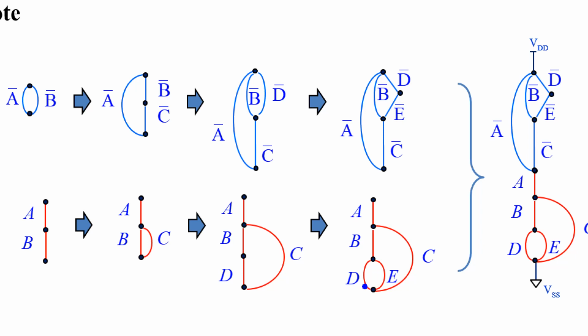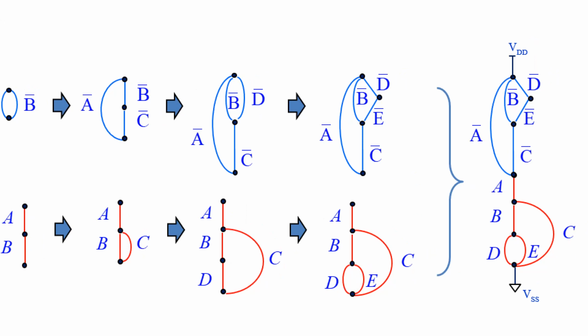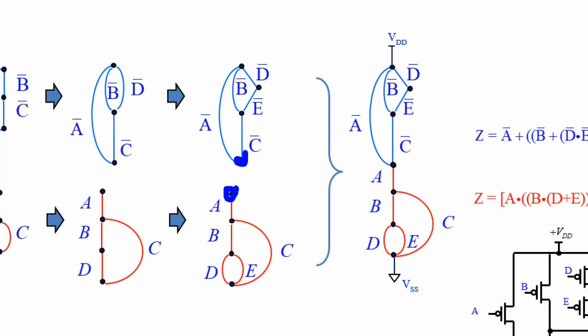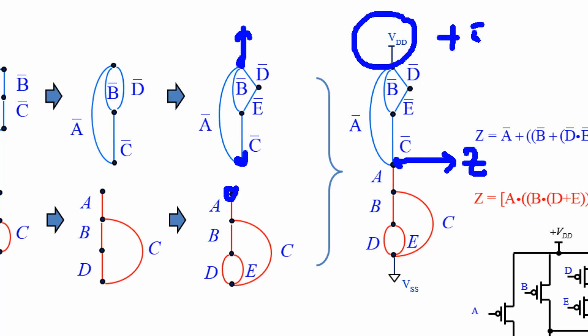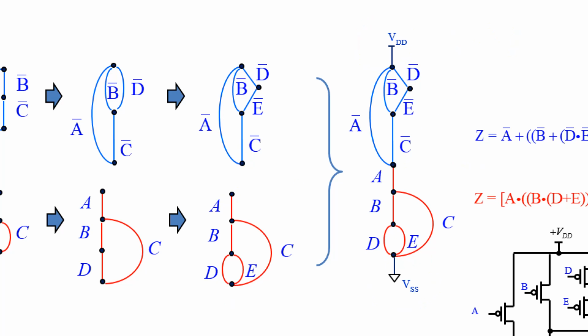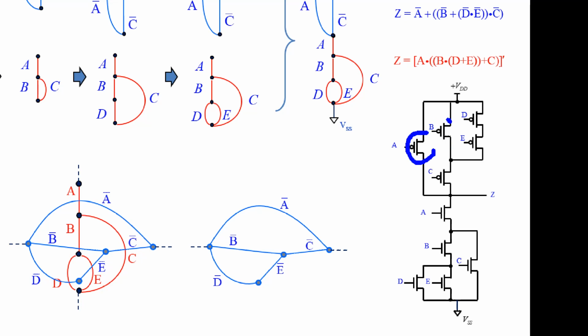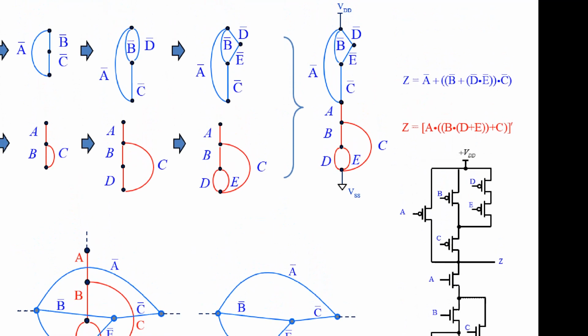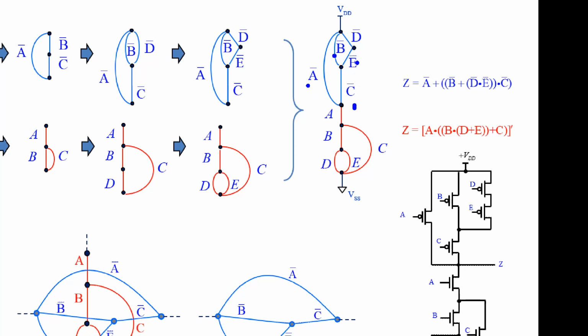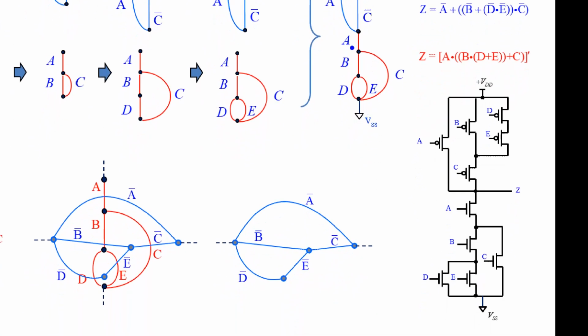Must be dual together. And then when you finish, you just connect between this point and this point together, which will be output Z. And this one connects to VDD, like 5 volts, and this point connects to ground. That's all. And then you just replace each edge or each line by a transistor controlled by A, B, C, D, E.